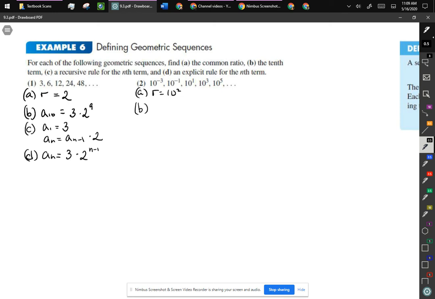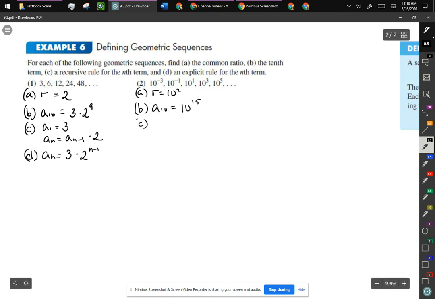For B, let's see, we want the 10th term. So if I keep adding by 2s, then I already have 1, 2, 3, 4, 5. I need to add another 5 2s, right? So that would get me to a sub 10 would be 10 to the 15th, right?